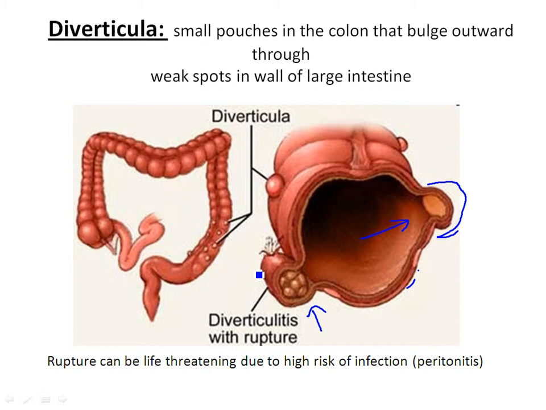So diverticula are due usually to a diet that's low in fiber. You have someone whose food waste products are not moving through the intestines very fast, and they stay there too long. So you have this danger of diverticula.